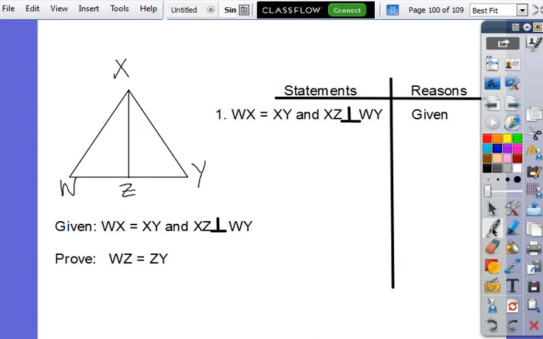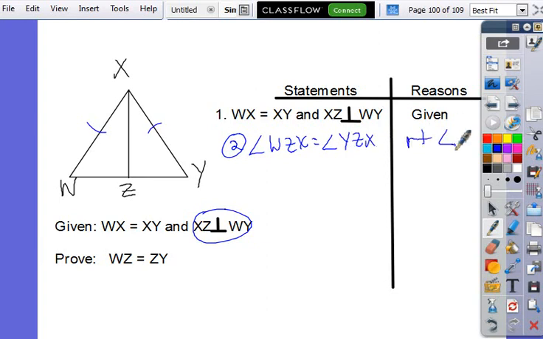All right, I'm gonna mark the WX and the XY. And again, what does that tell me? Perpendicular, which means right angles. So I'm gonna talk about some right angles. Where are my right angles? WZX equals YZX because of the right angles, perpendicular lines.